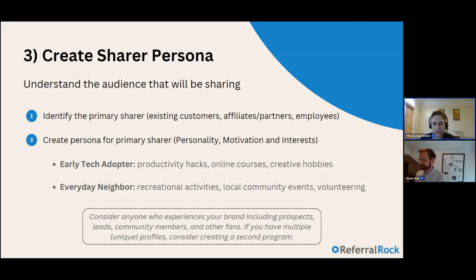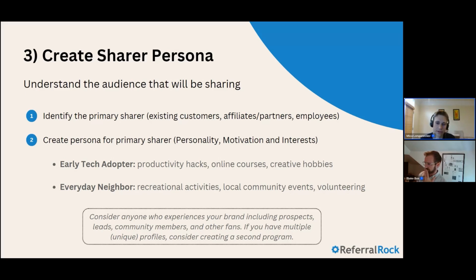Going back to our example of SMB SaaS, it's probably an early tech adopter. They care about things like productivity hacks, online courses, creative hobbies. Whereas the car dealership, it's probably more of this everyday neighbor, someone who cares about recreational activities or local community events or volunteering. So really, this will depend on your program, but it's helpful to identify who that share is so that then you can create rewards for them.